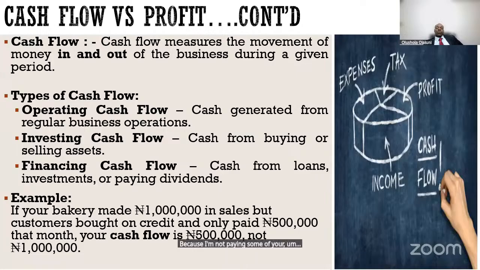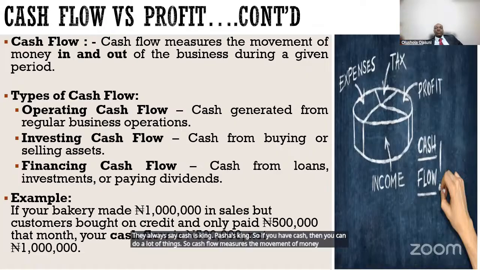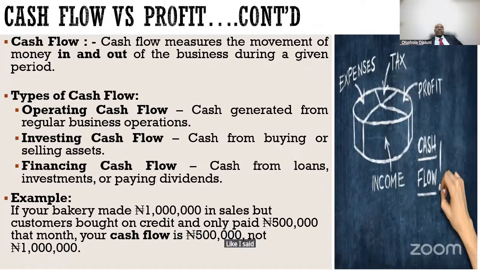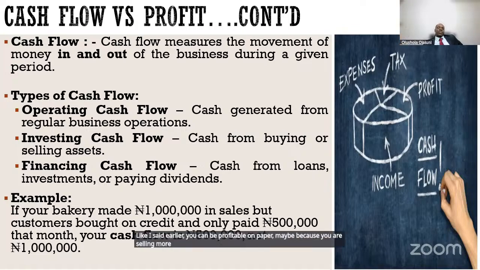So cash flow, on the other hand, is the funds that are available, the money you have available, cash. They always say cash is king. So if you have cash, then you can do a lot of things. Cash flow measures the movement of money in and out of the business. Like I said earlier, you can be profitable on paper, maybe because you are selling more, but you are selling on credit.